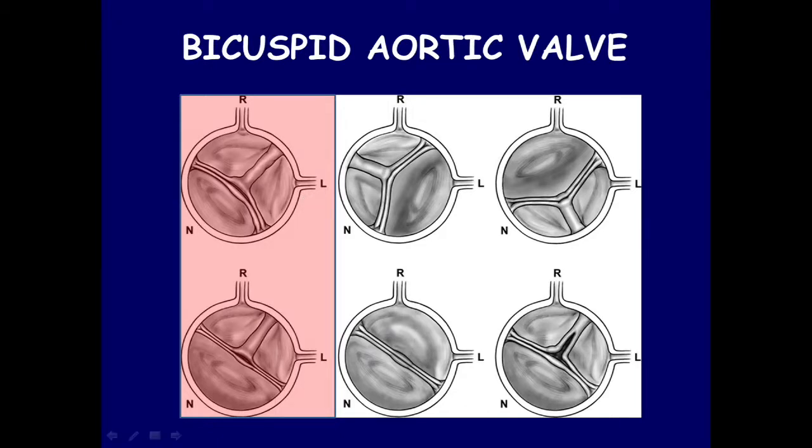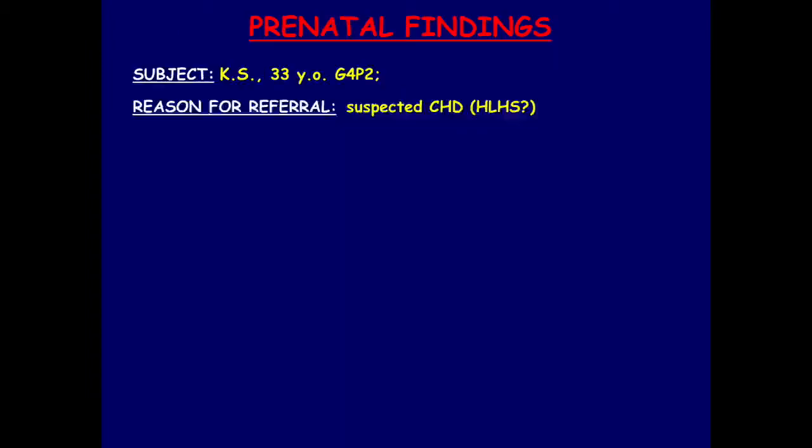And in the situation where you have just two cusps from the very beginning, it's relatively rare, so it's important to keep in mind. So this child developed no coarctation and is still under observation because of mild to moderate aortic stenosis, and so far didn't require any intervention for that.